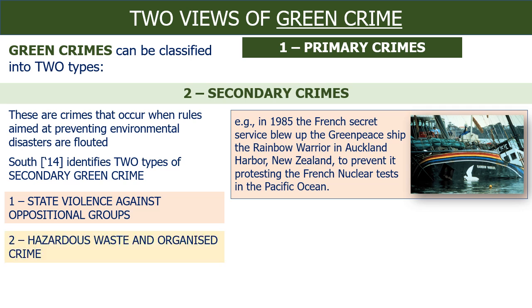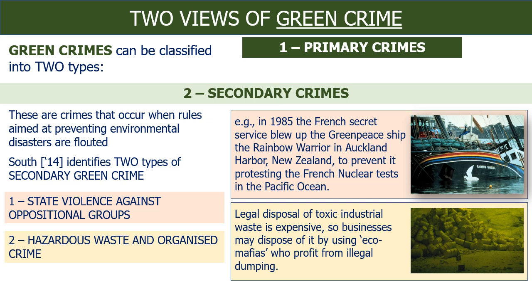The second type of secondary green crime that South identifies is hazardous waste and organised crime. So, for example, the legal disposal of toxic industrial waste is very expensive. So some businesses may dispose of it by using eco-mafias who profit from illegal dumping. They ask other people to sort this out for them.